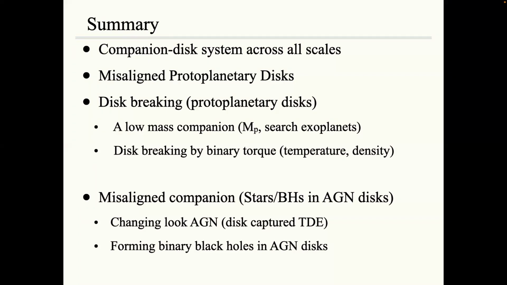So finally, if we apply some of this theory to stars and black holes in AGN disks, you will find that in some AGN, all the stars in the nuclear star cluster could flip their orbits by interacting with the AGN. While they are doing so, their orbit could shrink dramatically. So you could have this disk-captured tidal destruction event, maybe related to changing-look AGN. And when a lot of these black holes and stars sink into the AGN disks, you may be able to form binary black holes directly.